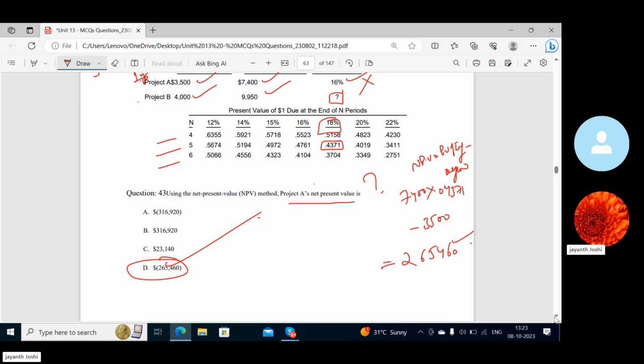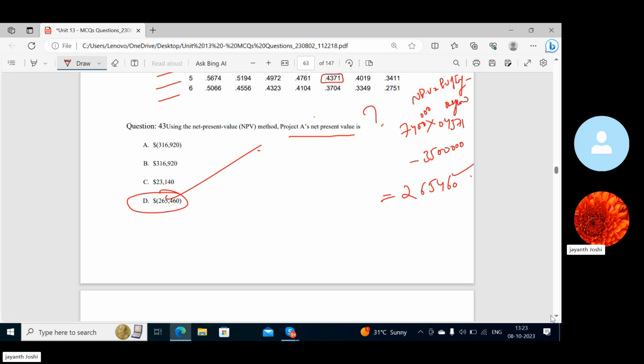Shall we move forward? So if someone wants to do, they can put 3 zeros here, 3 zeros here, and can do it.